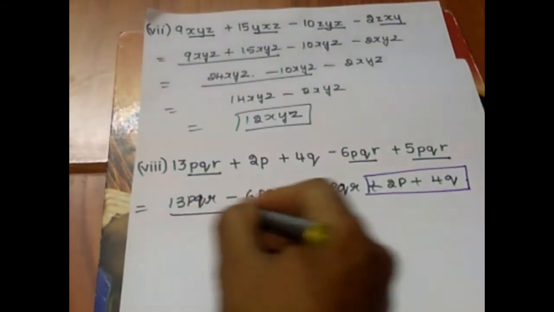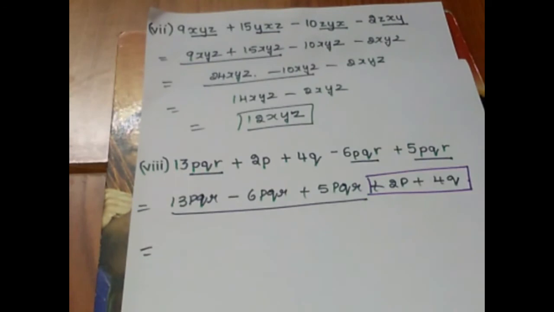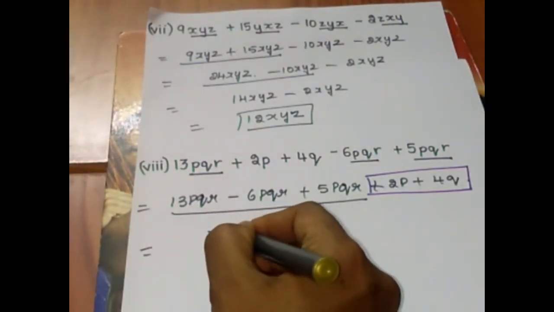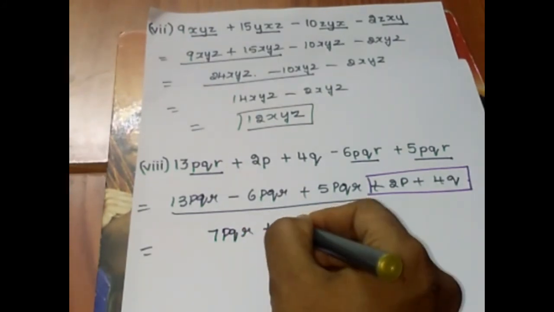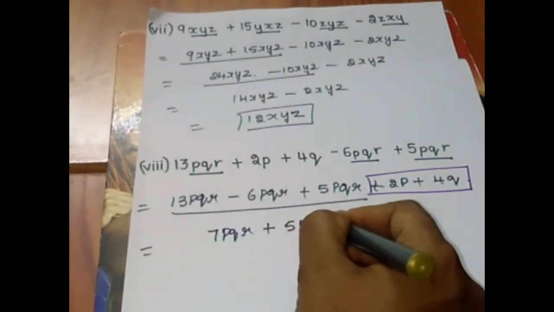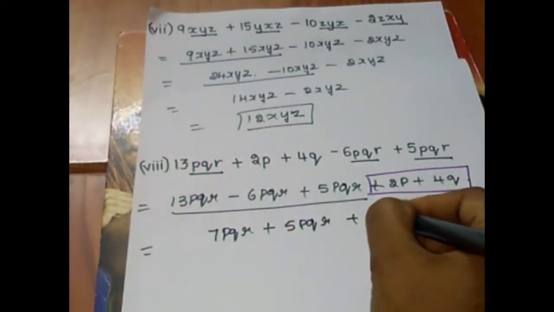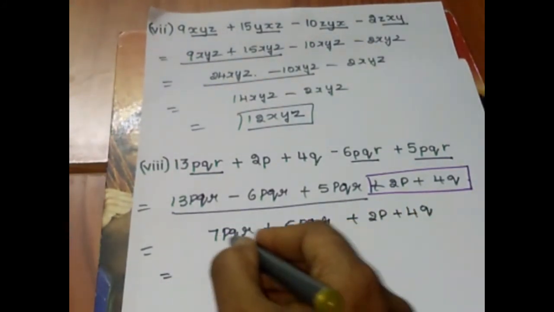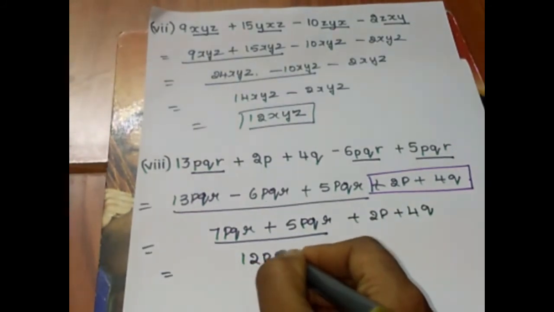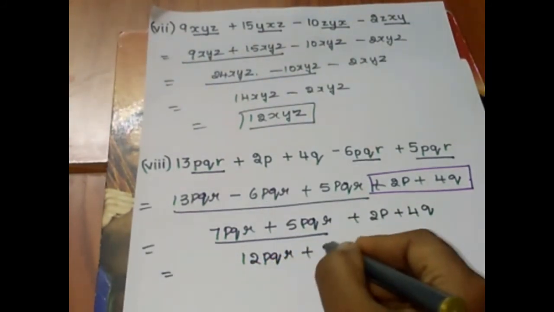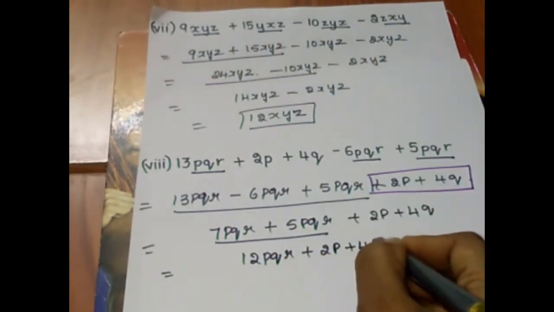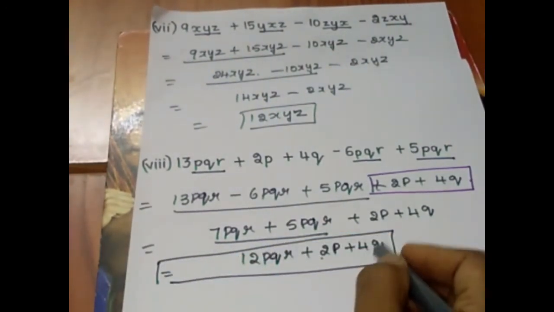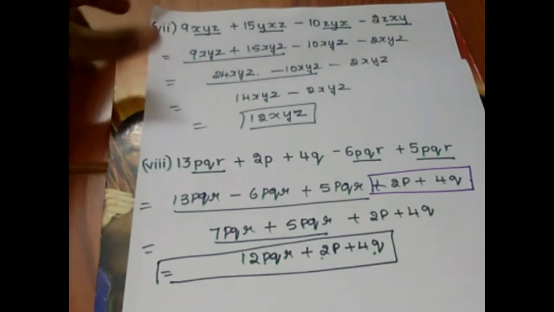Okay. Now 13 minus 6. 13 minus 6 is 7 PQR plus 5 PQR. I told you, rewrite the same. 2P plus 4Q. 7 plus 5 is 12 PQR plus 2P plus 4Q. So we should not touch the unlike terms, it is not possible to do any calculation.